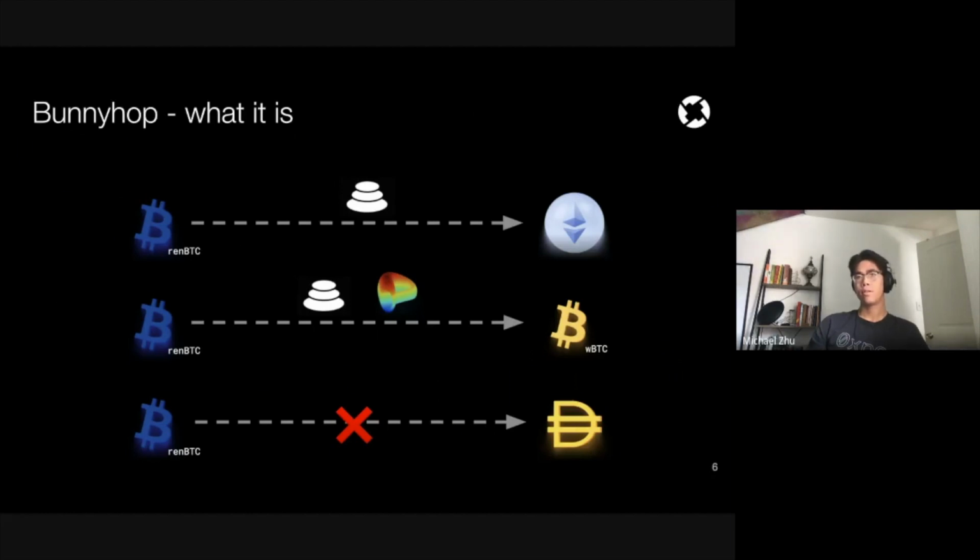For certain asset pairs, there just isn't much direct liquidity. For example, Ren BTC to WETH or ETH has pretty good liquidity on Balancer, and Ren BTC to WBTC has pretty good liquidity on both Balancer and Curve. But when you go from Ren BTC to DAI, there's not much you can do besides submit 2 transactions. The first one would be trading Ren BTC to WETH, for example, and then the second one would be trading WETH to DAI. Next slide.